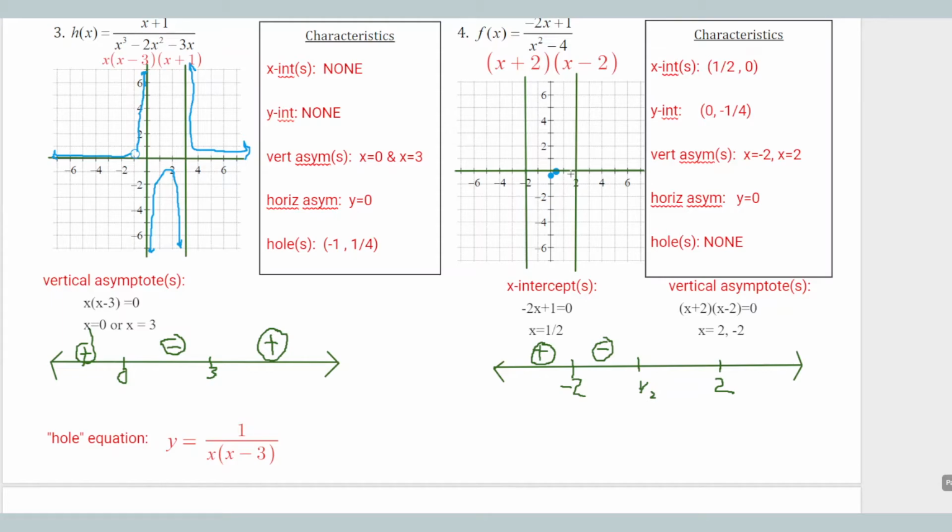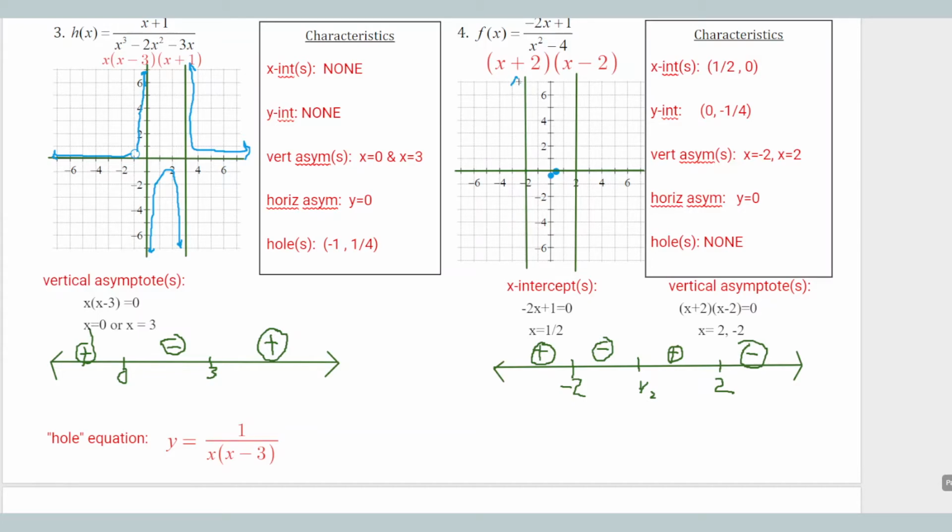And then in this little interval between 1/2 and 2, if I plug in something like 1, I'm going to get a positive value. So I know I'm going to be above the x-axis there. And if I plug in some very large number like 100, then because of this negative 2 times, this whole thing is going to be negative. So now I have all the pieces of my graph, and now I can sketch it.